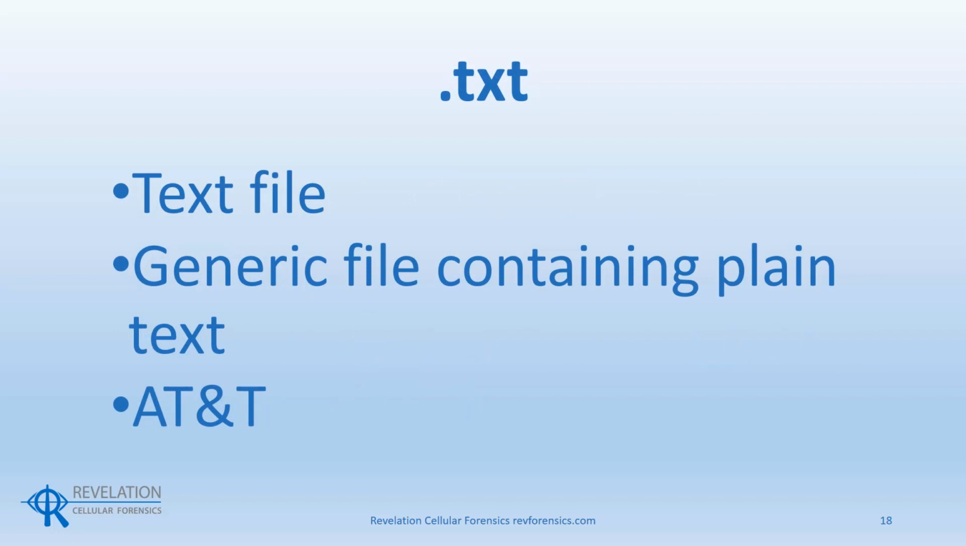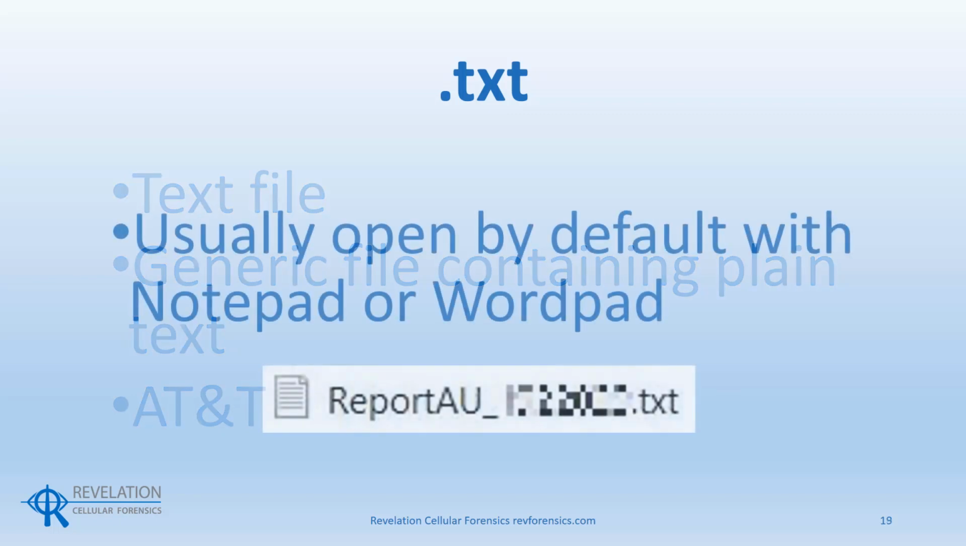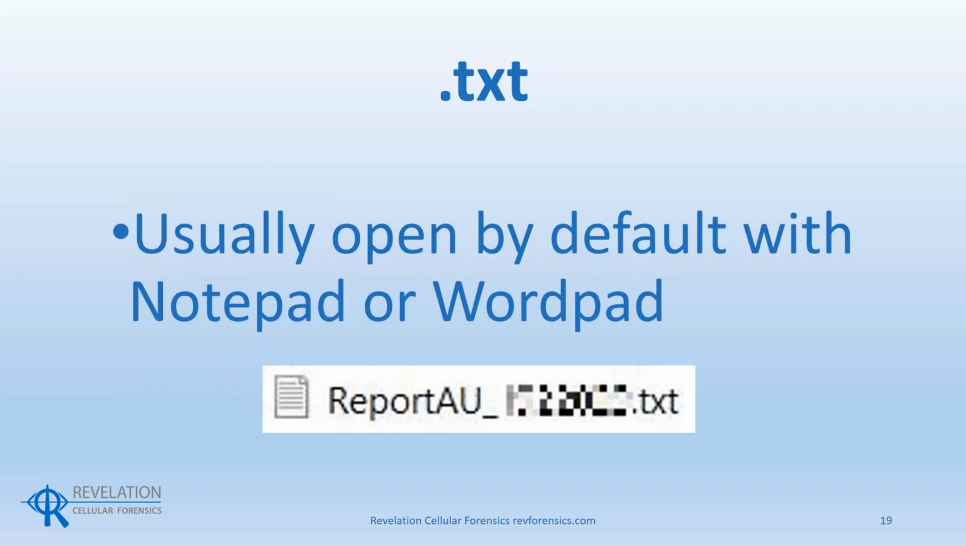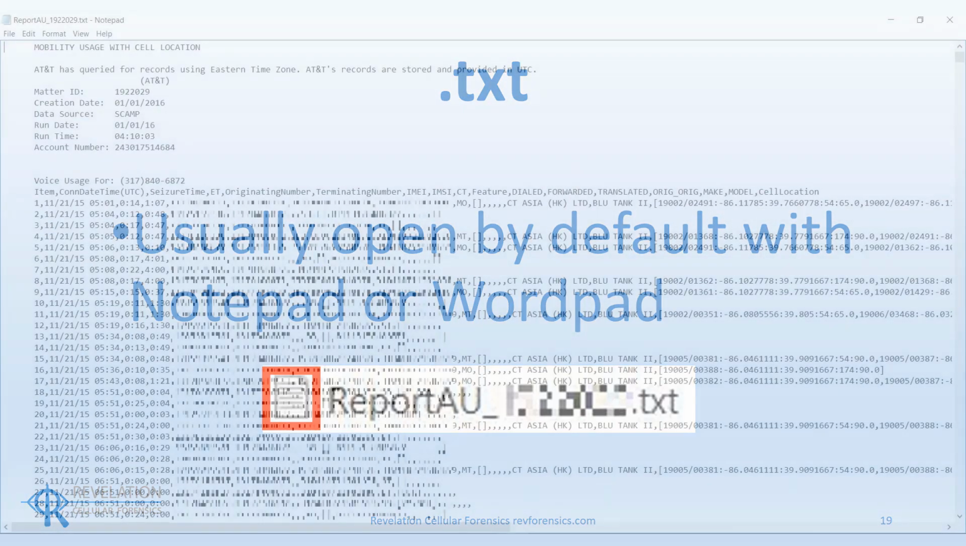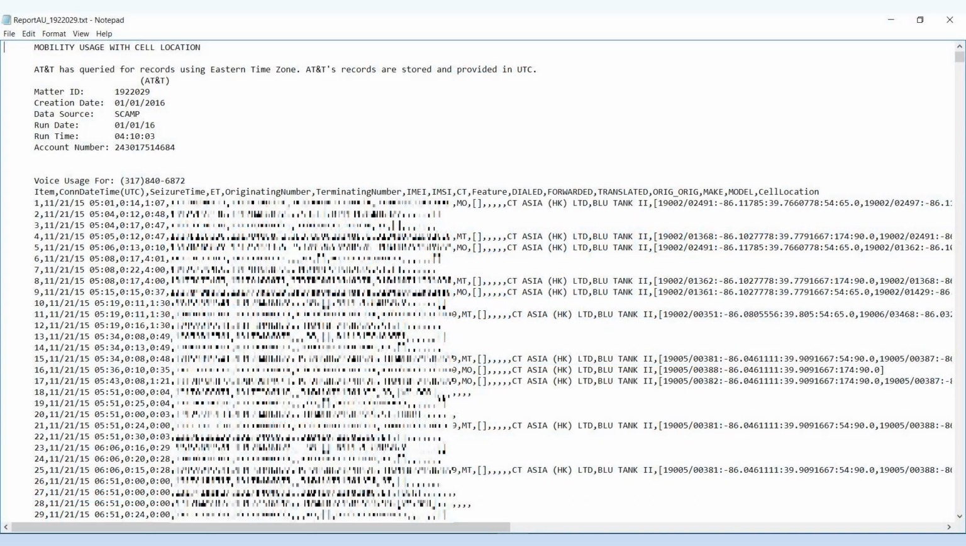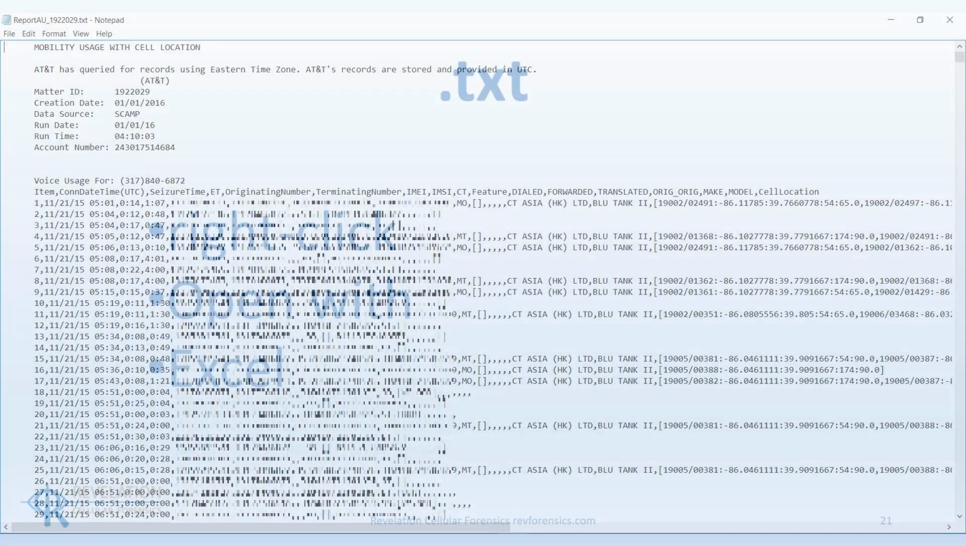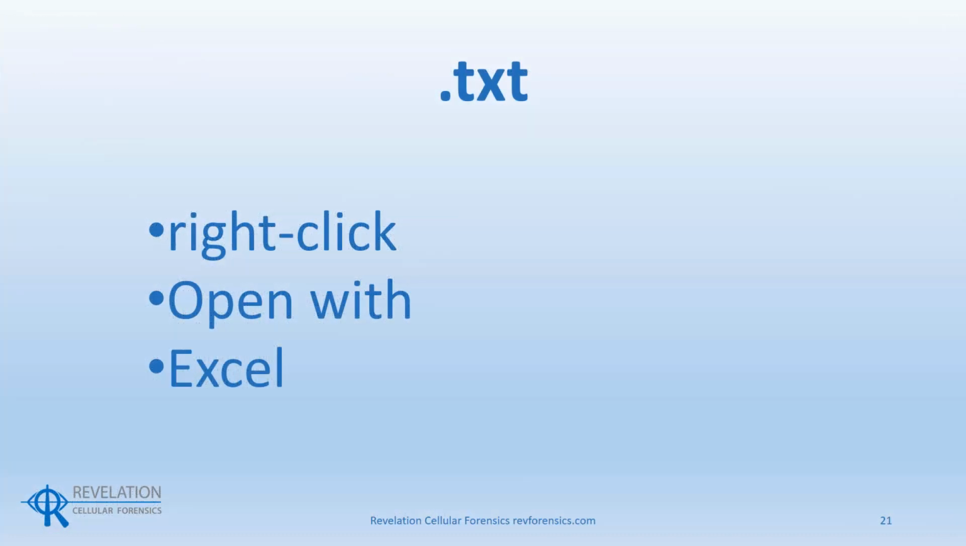.txt. Text files are generic files containing plain text. AT&T provides records in this format. Text files open in WordPad by default. Notice the WordPad icon next to the file in Windows Explorer. Here's an example of some AT&T records in text format opened in WordPad. We can open the same file in Excel by right-clicking on the file in Windows Explorer and selecting Open With.